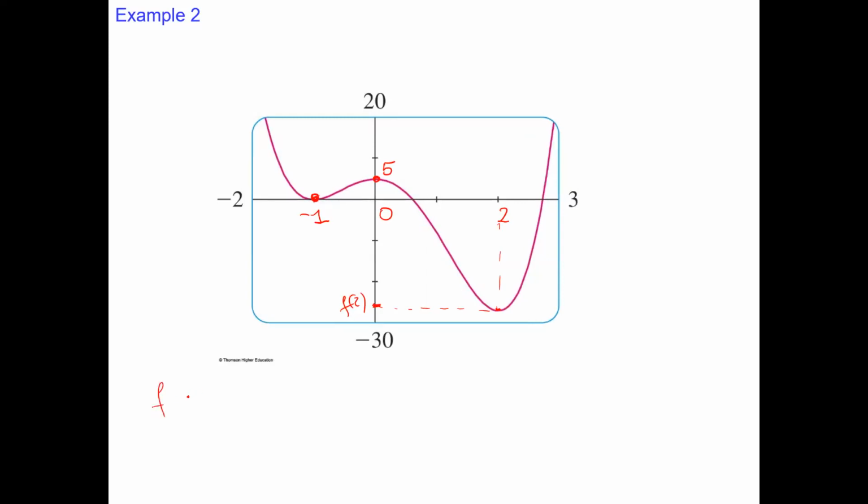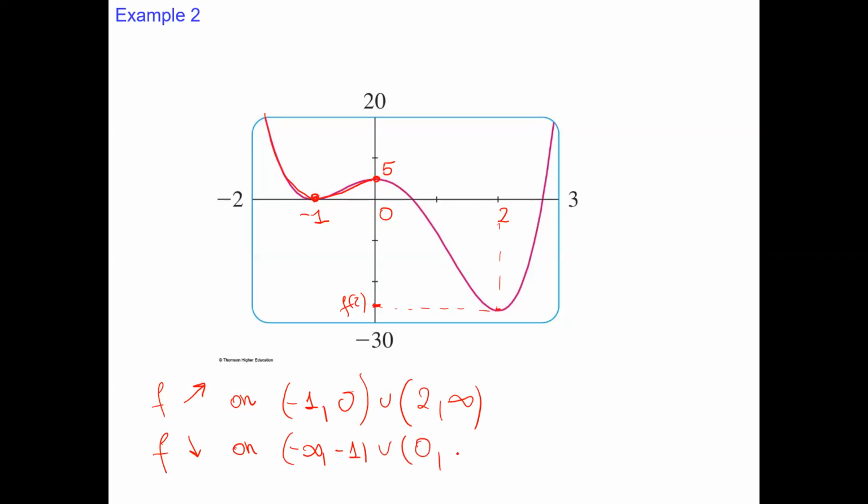Okay. So I can say the function is increasing on the interval from -1 to 0, union from 2 to positive infinity. And the function is decreasing on the interval from -infinity to -1, yeah? And then from 0 to 2. Okay, that's the first derivative test.